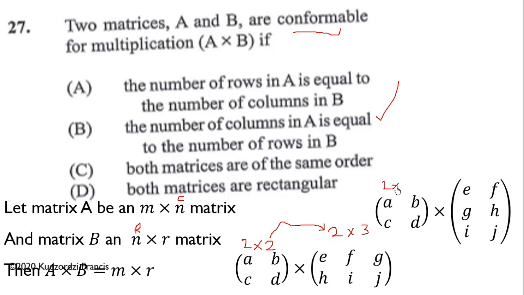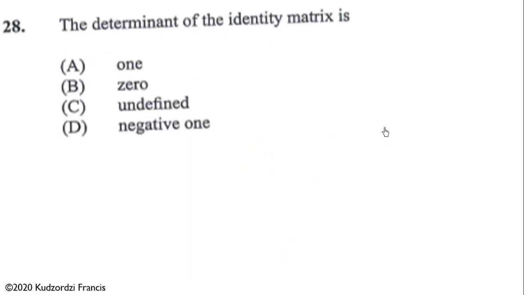Then this is 1, 2, 3. This is a 3 by 2 matrix. So the inner dimensions are not the same. Therefore, their multiplication is not conformable for A by B. This is A and this is B. Therefore, the correct answer is option B. Now let's proceed to number 28. The determinant of the identity matrix is, so we know an identity matrix has the leading diagonal to be 1.